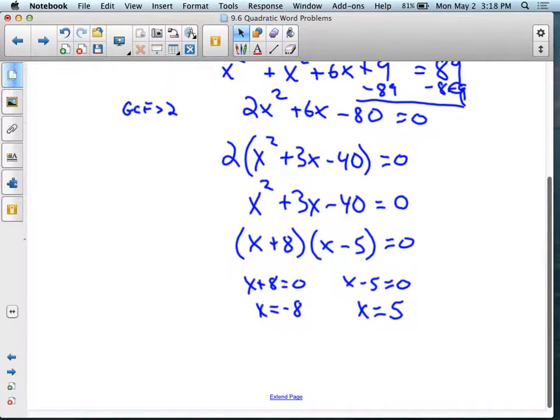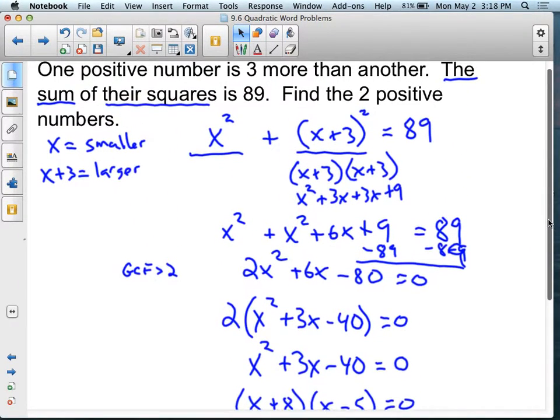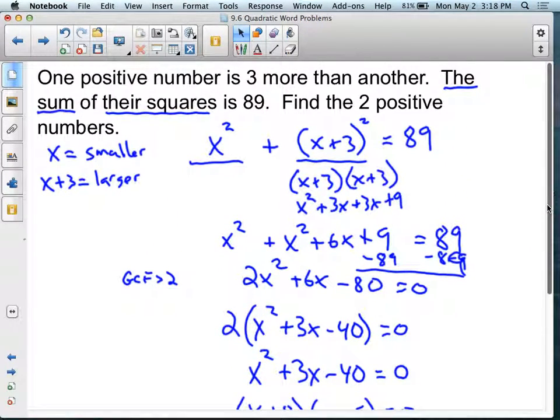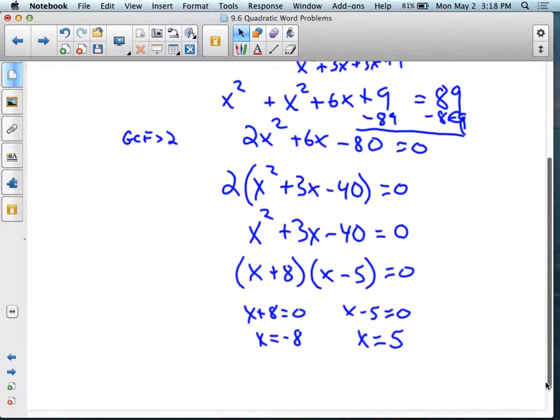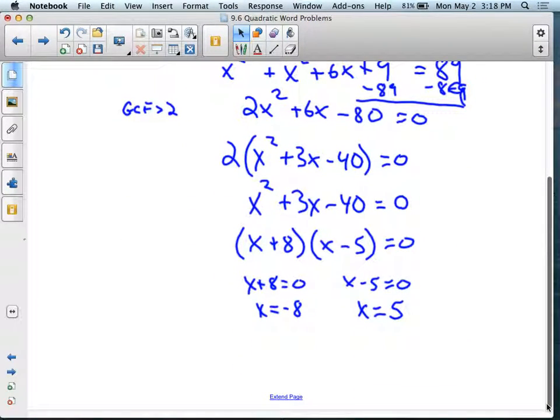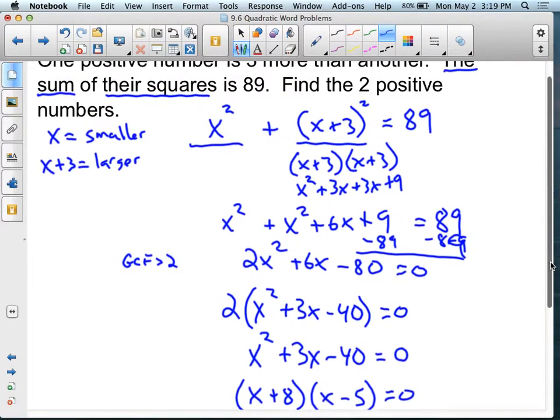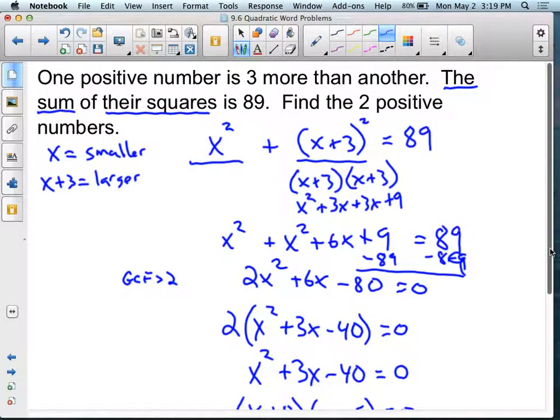And if I go back to the beginning of the question, I believe it said to find positive numbers. Gotcha. So let me go back down and take a look at my answers. Negative 8, not going to worry about it right now. So x is going to equal 5. That's going to be my positive number. So let's see, my two positive numbers then. One of my numbers is 5. The other number is 8. So those are my two positive numbers, 5 and 8.